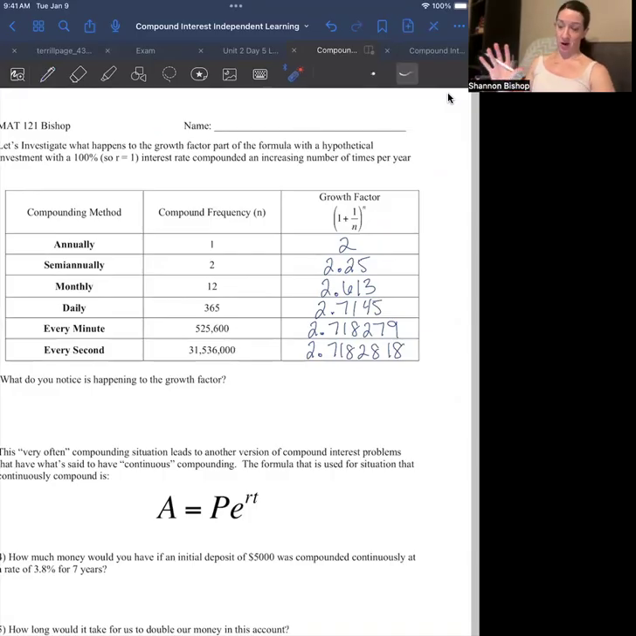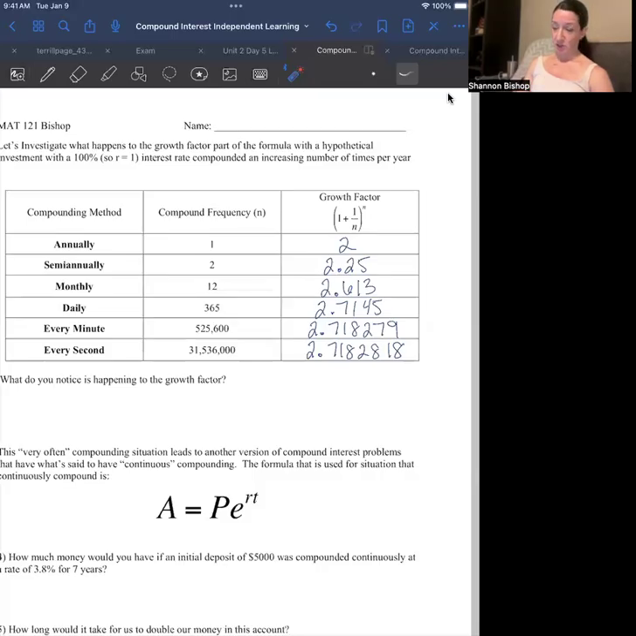Okay, guys, take a look here. Even as the number of compounds got ridiculously huge, every minute or every second, the actual growth factor for that didn't change very much. The difference between compounding every minute and compounding every second is almost not even discernible. They both just kind of look like 2.71828. Like they're almost identical, but you can tell the more and more decimals that you carry out, you can tell they're not quite identical. They are a little bit different, but barely.